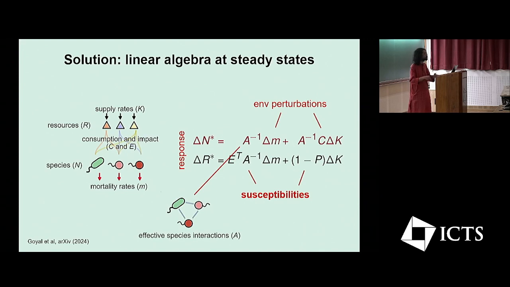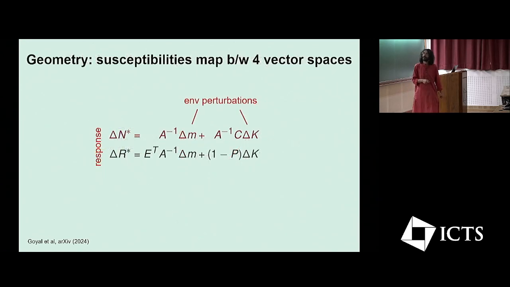These formulas and what they are are not so important. The only thing I'll bring to your attention is that there are various matrices or compositions of matrices that emerge by doing this linear response theory, and one of these matrices is what we famously can think of as the effective species interaction matrix. That's composed in terms of the consumption and the impact.